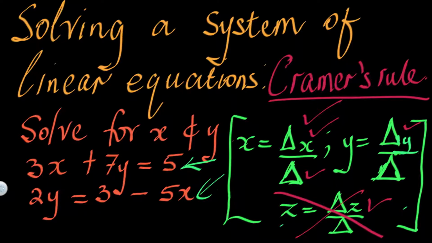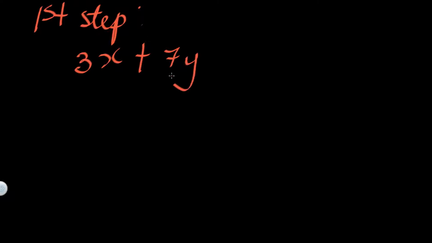Now, let's go to the first step. What you have to do first is a very important step. So, first step: whenever you're using Cramer's rule, your first step is to rewrite or rearrange your equations. So see how I'm going to rearrange my equations. I'm going to write the first equation as 3x plus 7y equals 5. This is my equation 1.